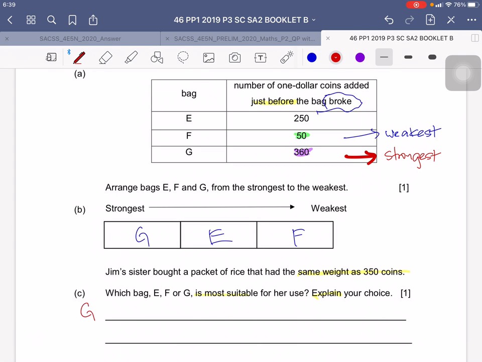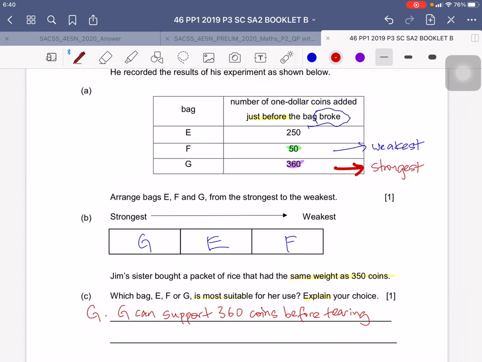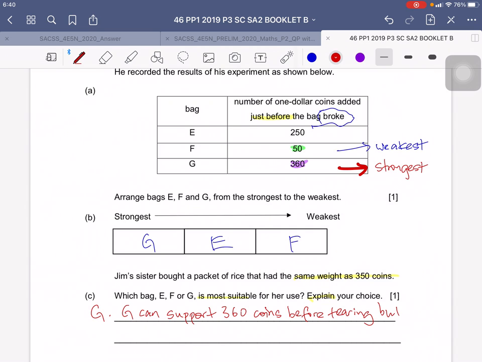Alright, so G, why? Because G can support, now from the table, it's telling us G can support 360 coins before tearing, or before breaking. Okay, but not E and F. So you want to compare between the 3 bags, right? So I'm saying that G can support 360 coins before tearing, all right? But not E and F. So now when I write down but not E and F, I'm already comparing the 3 bags.